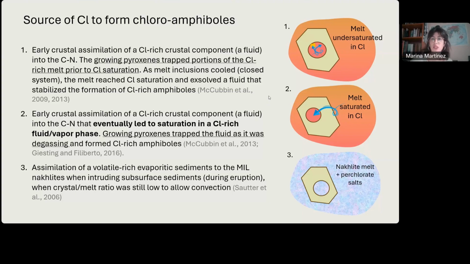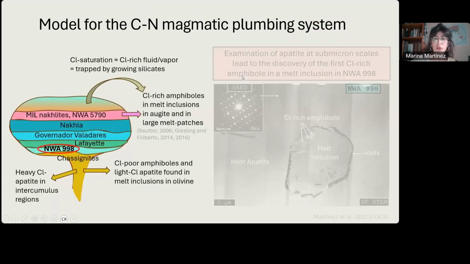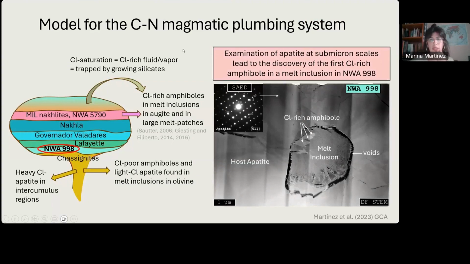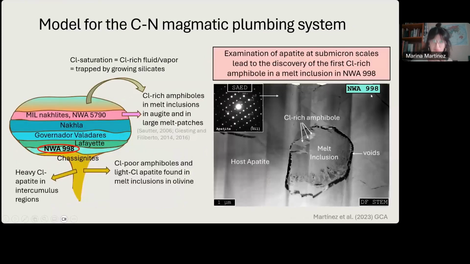And between 1 and 2, we showed that with this new melt inclusion that we discovered in Northwest Africa 998 apatite that represents the first nakhlite that crystallizes, there are also chlorine-rich amphiboles crystallizing in there. And so we do not require chlorine saturation at this time because we are still very early in the crystallization sequence, and that rules out already one of the possibilities.